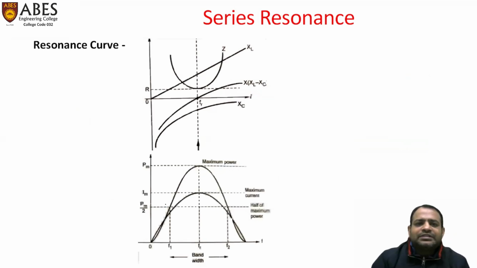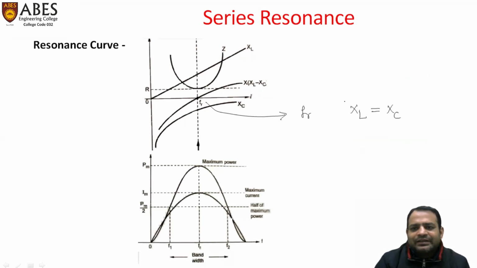Now, this is our resonance curve. So the frequency at which XL is equal to XC, that frequency is called resonant frequency.